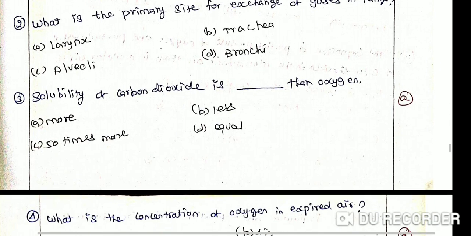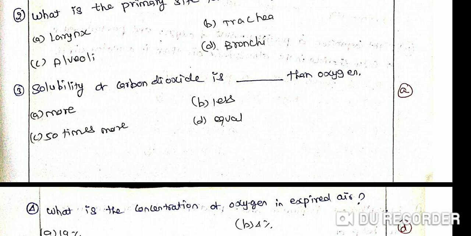Solubility of carbon dioxide is dash than oxygen. Option A more, option B less, option C 50 times more, option D equal. The correct answer is option A more. The solubility of carbon dioxide is 20 to 25 times higher than that of oxygen. Therefore, the amount of carbon dioxide that can be diffused through the diffusion membrane per unit difference in partial pressure is much higher compared to that of oxygen.